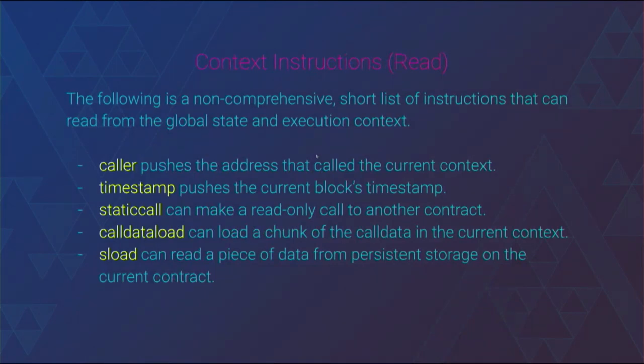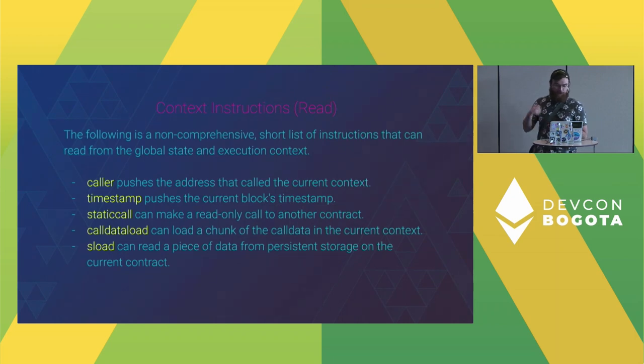Now getting into context instructions, specifically the ones that read from the local context, and this is not a comprehensive list, there are actually quite a few, but some of the important ones: caller pushes the address that called the current context. So if you're familiar with Solidity, this is the same thing as msg.sender. We have timestamp, which pushes the current block's timestamp, again, same thing as block.timestamp. Then we have other things like static call, which can make a read-only call to another contract. So if there's a function that sits on another contract, we can call that through static call, and as long as it doesn't write to persistent storage or update the state of the EVM, then we can read from that. Calldataload can load a chunk of call data into the current context.